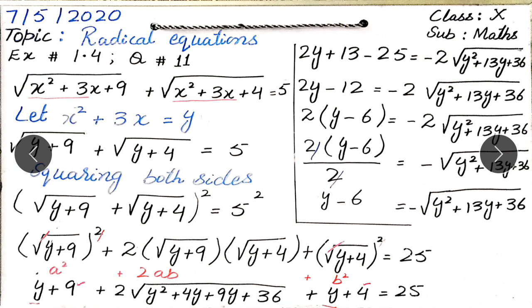Next question is question number 11, and the equation is written here. Here we can see two expressions under the radical sign. This type of equation, if you solve it directly, will be very lengthy. So if two terms are similar, you let them equal a single variable y in order to facilitate yourself. So x square plus 3x, instead of this we can write y, and again instead of this y is written.